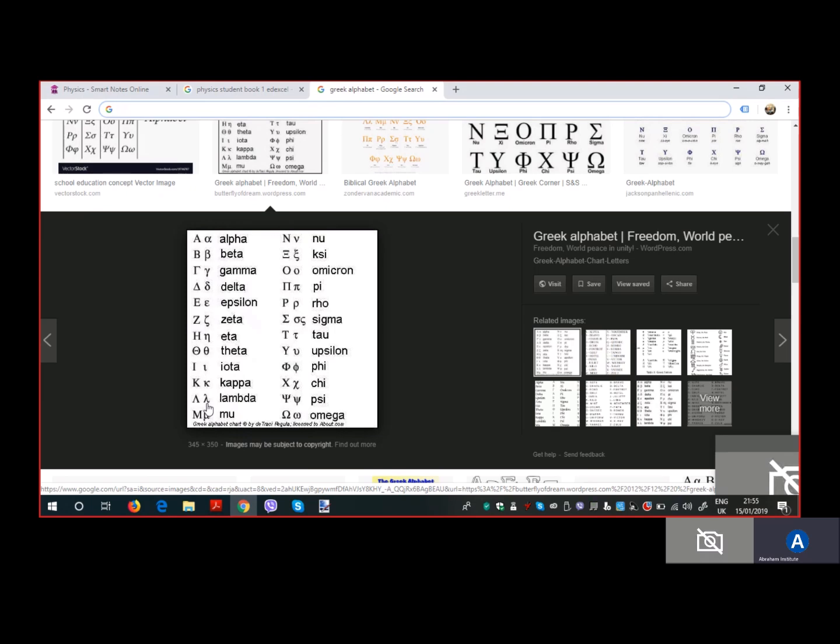So we use mu for? Mu like micrometer. Yes, sir. So we use mu for micro, 10 to the power minus 6. Then lambda we use for wavelength, theta for angles, we use this symbol for angles.